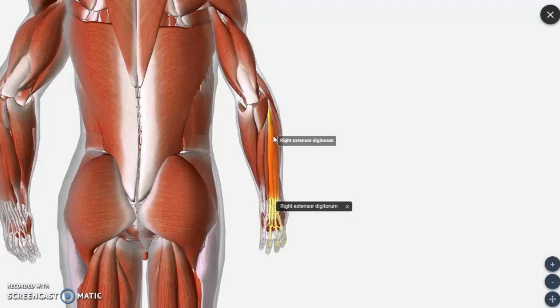After extensor carpi radialis brevis, the muscle we see in the posterior aspect is extensor digitorum, which is going to the digits. Then we have another muscle near the extensor digitorum that is going to the little finger, so we call that the extensor digiti minimi muscle. It is going to the medial side, and medial to that we have one more muscle that we call extensor carpi ulnaris. It is the most medially placed extensor muscle.